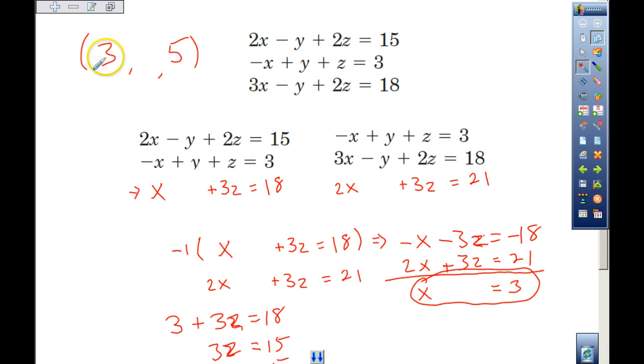All right. And now I can plug 3 and 5 into any one of these. I'll pick the middle just to keep it simple. So I have negative 3 plus y plus 5 equals 3.